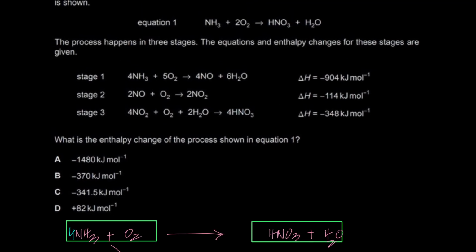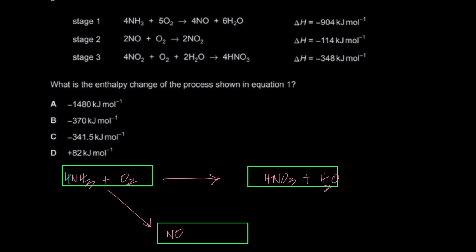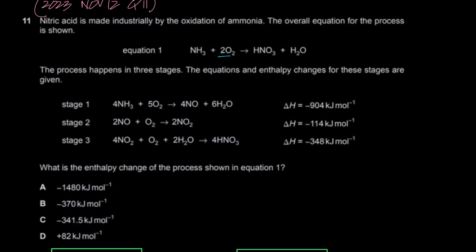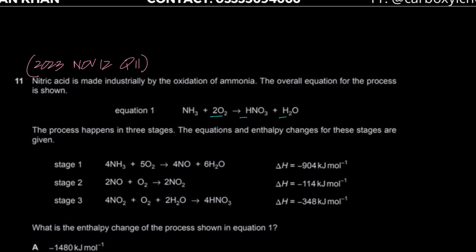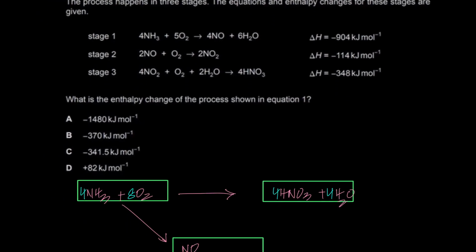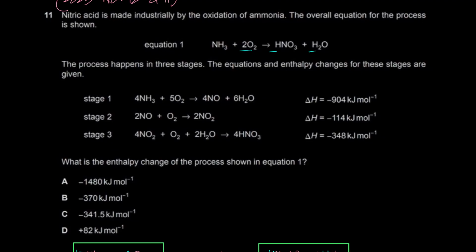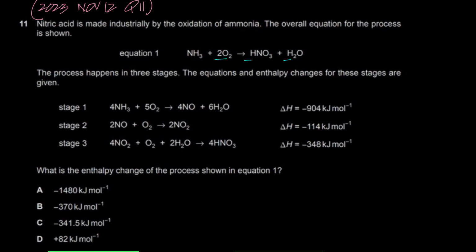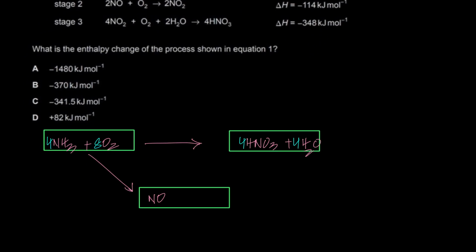I get 4 here. Here you had 2 oxygens, 2 times 4 is 8. I'll write 8 here. And then I get 4HNO3 and 4H2O, right? A piece of cake. Because the starting stage has to do with 4NH3, and the equation that I'm asked for is just 1NH3. So if the starting stage is 4NH3, I have to multiply the entire equation 1 by 4, right? So I multiplied it.